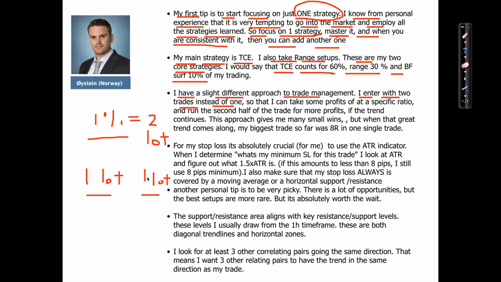Because he has got 2 different profit targets. That's his own style, right? And there's nothing wrong, right? It works for him. So that I can take some profits at a specific ratio and run the second half of the trades for more profits if the trend continues. This approach gives me many small wins, but when I have that great trend, my biggest trade so far was 8R in one single trade, right?